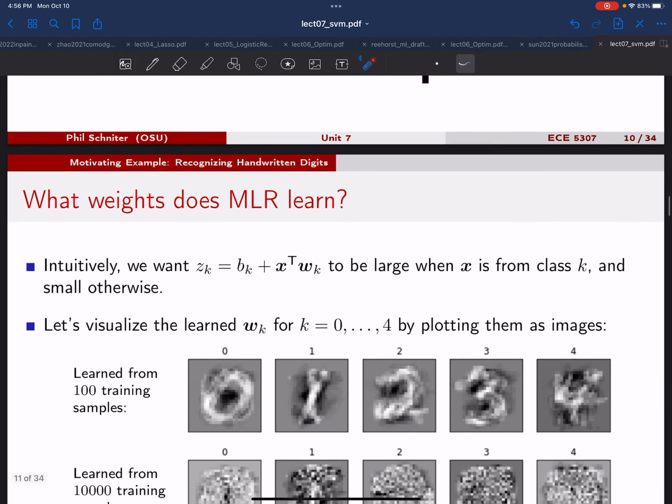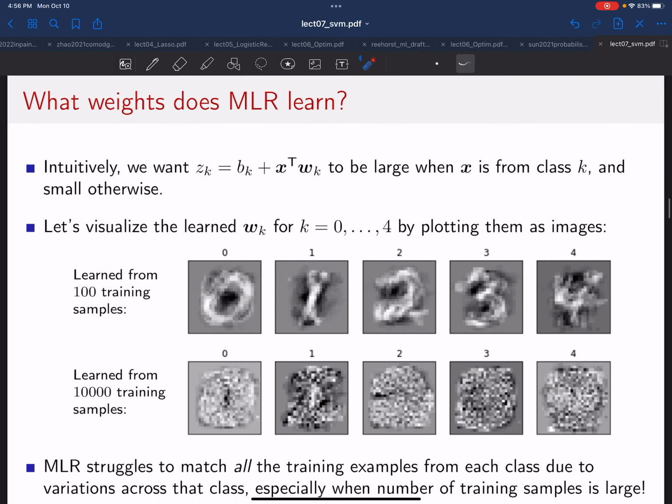Okay, so essentially, if you think about what you would like to happen, this number ZK, where you use the kth bias and the kth weight vector, you want that to be large when X is from class K, and otherwise, if X is not in class K, you want it to be small. Right? So that tells you a lot about what these WKs should be.